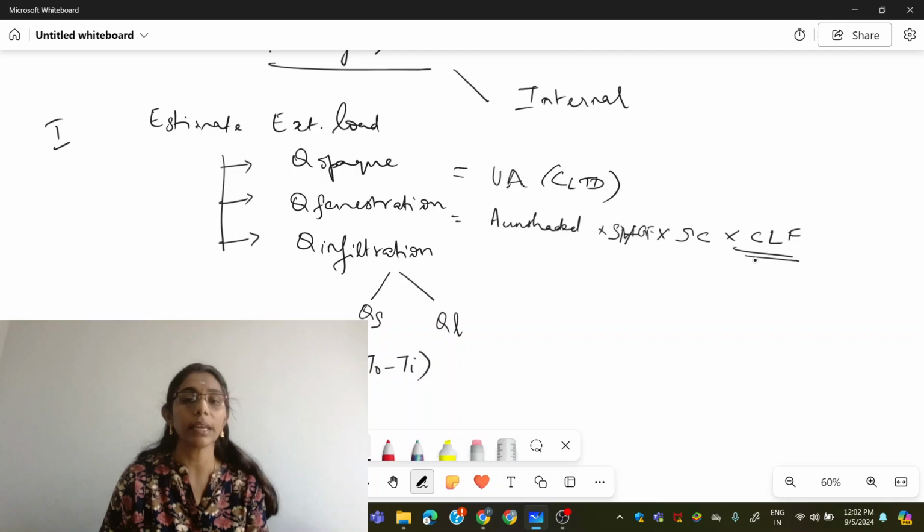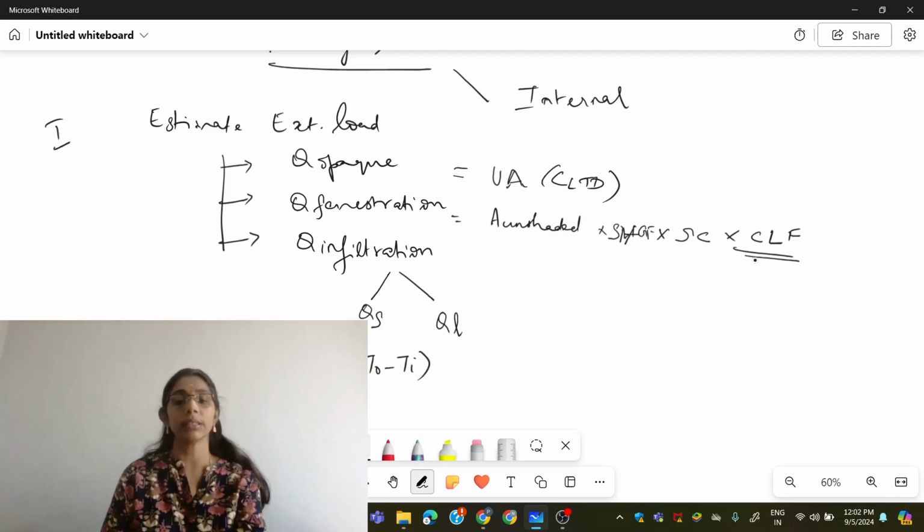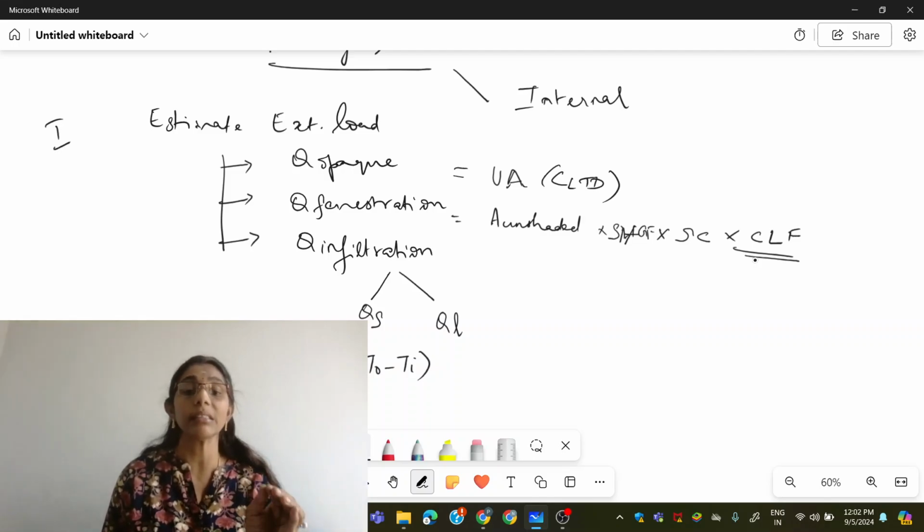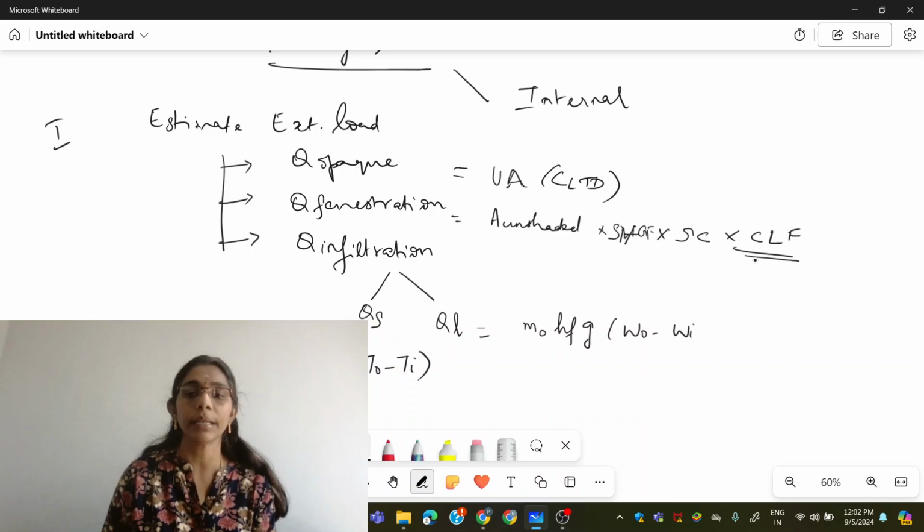Here I can write m naught, where the suffix naught stands for outside condition. And this T, outside temperature and inside temperature, represents the dry bulb temperature only, right? And next, for calculating the latent heat in infiltration, it is m naught into hfg into W naught minus Wi. I'll tell you what this W naught and Wi are. This is the humidity ratio. What is W? W is called the humidity ratio.